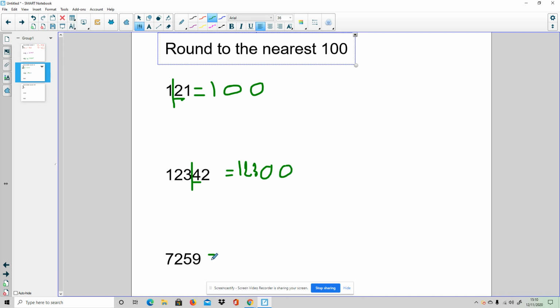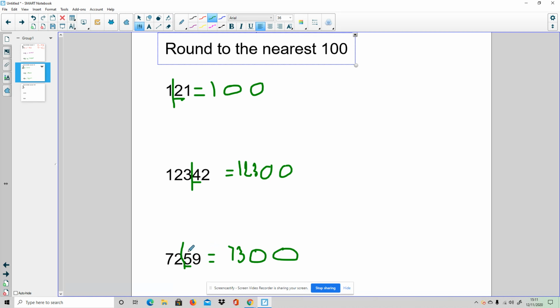Okay, this last one, 7,259. So this time we're looking at whether it's going to move up to 7,300 or stay as 7,200. So this 5 is big enough to make this 2 round up. So it's 7,300. Okay, so what you've got to remember is you're looking to see whether it's closer to 7,300 than it is to 7,200, and that's another way of looking at it.